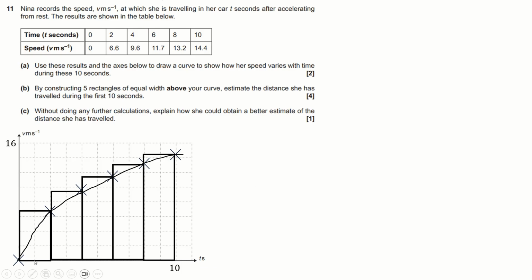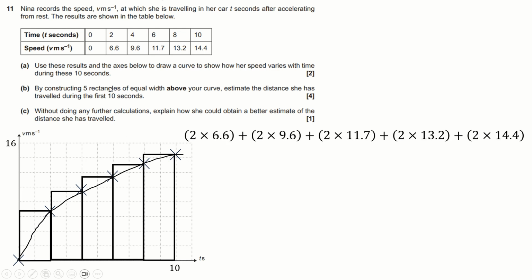But in any case, all these rectangles have width 2, so we're just going to do 2 times the height of the first point, which is there, plus 2 times the height of the second one, which is there, and so on. That's what it means by this, by the way, with rectangles above your curve. I thought I was supposed to draw bat-like rectangles hanging downwards, but rectangles above the curve means doing this.